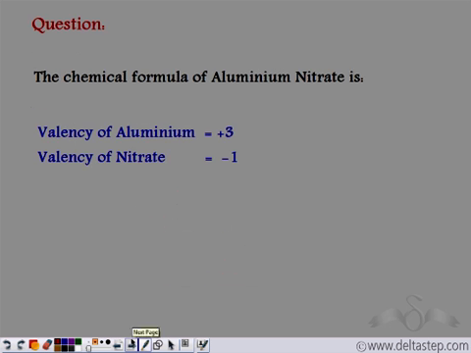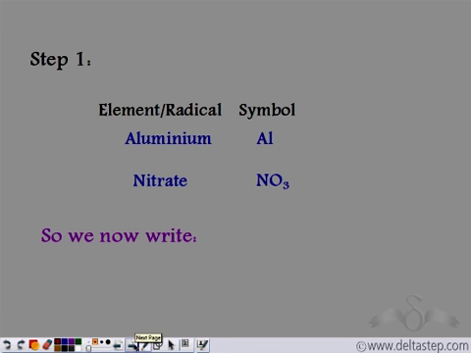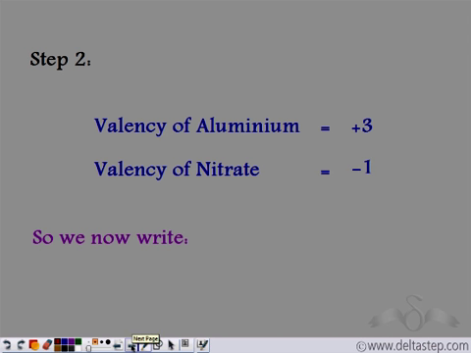So we have a compound, aluminium nitrate. What is the formula of this compound? We are given the valencies. The valency of aluminium is +3 and the valency of nitrate is -1. So now let's try to find the formula of this compound. We first write the symbols. So let's write the symbol of aluminium and then the symbol of nitrate. We know the valencies of the two. The valency of aluminium is +3 and the valency of nitrate is -1.